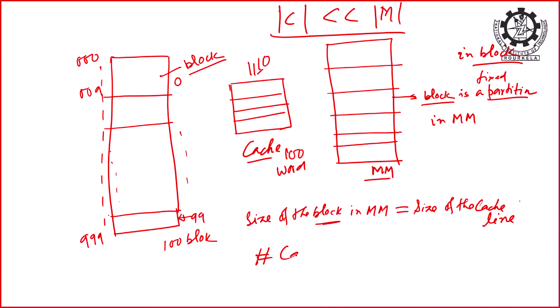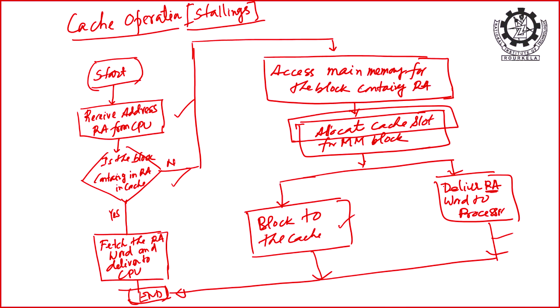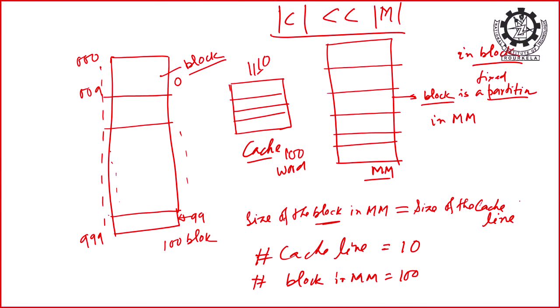So, the number of cache lines in this example is 10, and the number of blocks in main memory is 100. Now, in the flow chart I said that before transferring the data, allocate the cache slot. That means, as we understand, there is no one to one correspondence from the main memory to cache memory, because the size of the cache memory is much smaller than the main memory. So, when we want to transfer a particular block, let us say block 65, we should know where it should be transferred into the cache memory, because this entire block will be fitted into any one cache line, but we have to have a mechanism for that.